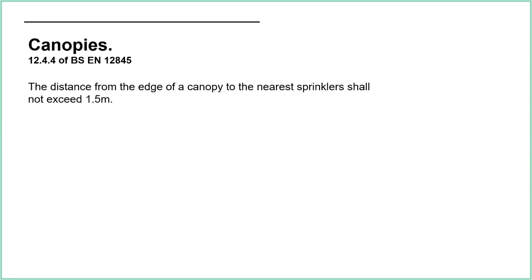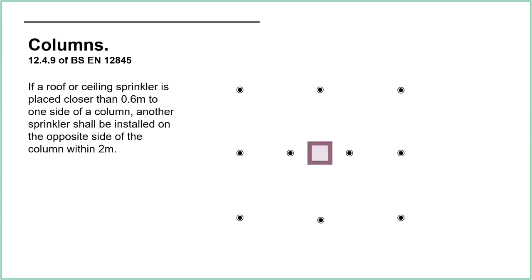Canopies, so 12.4.4 is talking about canopies. So again, we want to make sure that the sprinkler heads are close to the edge of the canopy. I was thinking, is this an obstruction or not? But it seemed like a good place to put that rule in. And then last one here is columns. So where we have a supporting structure that's coming from the floor all the way to the ceiling, again, this is going to affect the discharge of water. It's going to get in the way. It's not a wall, but it is still going to affect the sprinkler discharge.